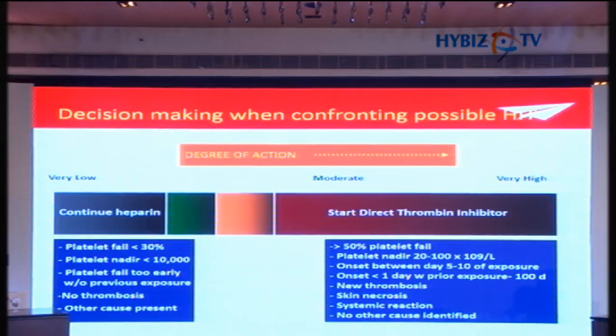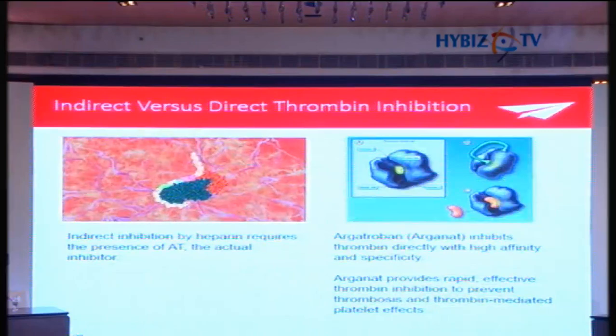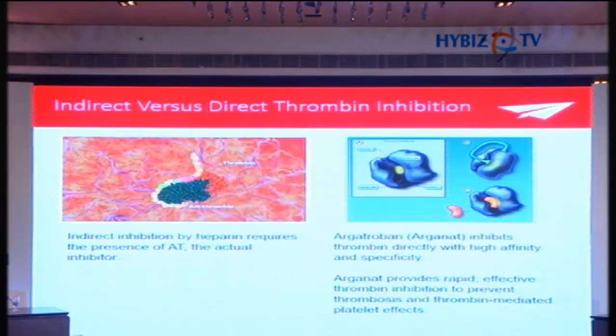Whenever there is a 50% platelet fall with onset within 5 to 10 days, classical HIT, you should start direct thrombin inhibitors. There are two types: univalent and bivalent. Bivalent are bivalirudin and hirudin, and univalent is argatroban, which specifically binds to the active site. So this is the difference between indirect versus direct thrombin inhibition. Argatroban inhibits thrombin directly and specifically.